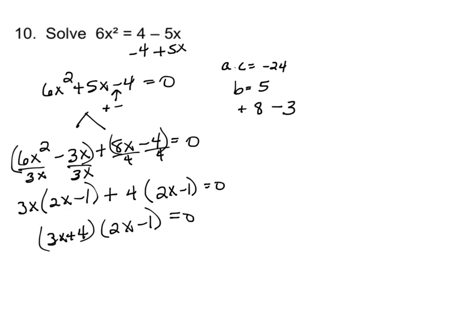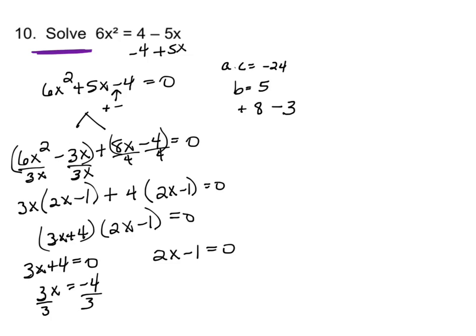We're not at an answer yet because our instructions were solve. That means I have to figure out what x is. So that last step then is to say 3x plus 4 equals 0 and 2x minus 1 equals 0. And now you solve it. Subtract 4 from both sides, so you have 3x equals negative 4, and you divide by 3. So x is equal to negative 4/3. Here you have 2x equals 1 because I add 1 to both sides. And you divide by 2, so x is equal to 1/2.